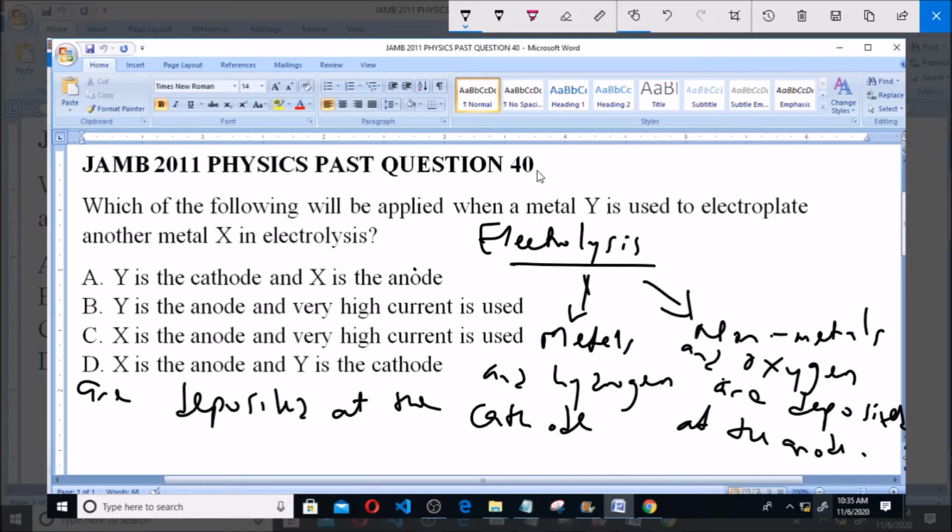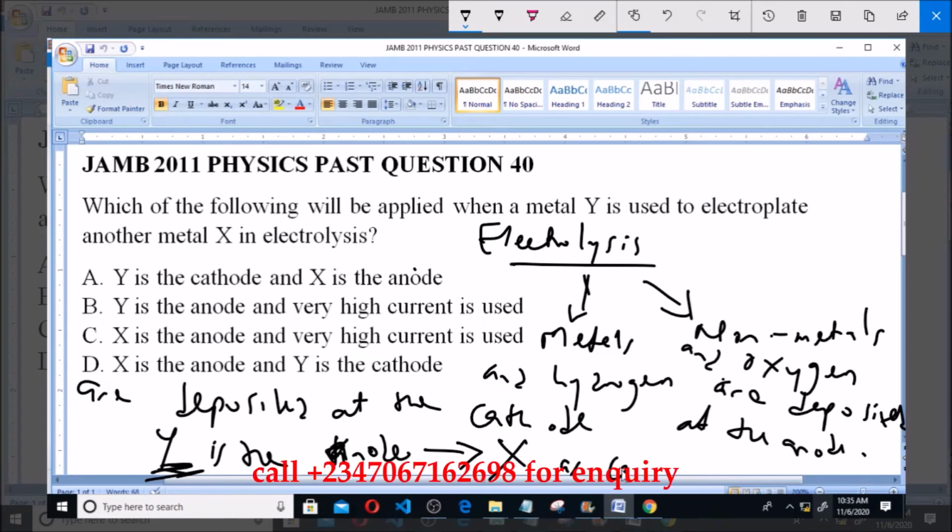used to electroplate another metal X, it means that Y is the anode. Metal Y is the anode, hence used, or since it's a metal, of course it will be deposited at the cathode. So Y will be used as the anode, and then it will be deposited on X, which will be used as the cathode, because metals are deposited at the cathode. So Y is the anode, and X is the cathode.